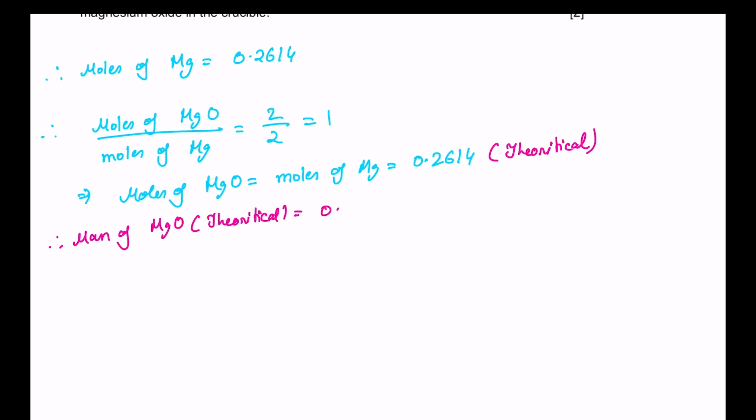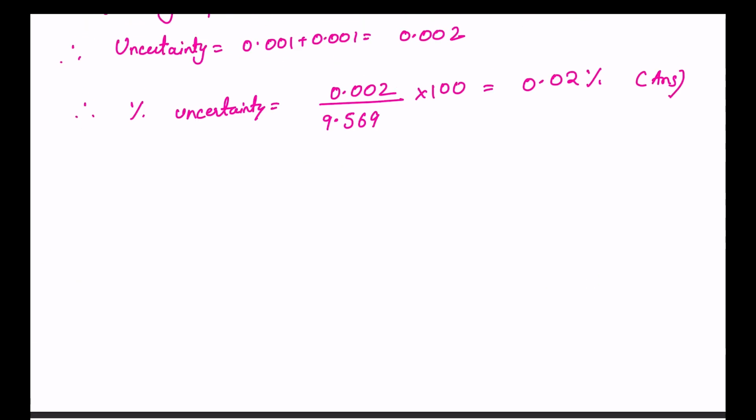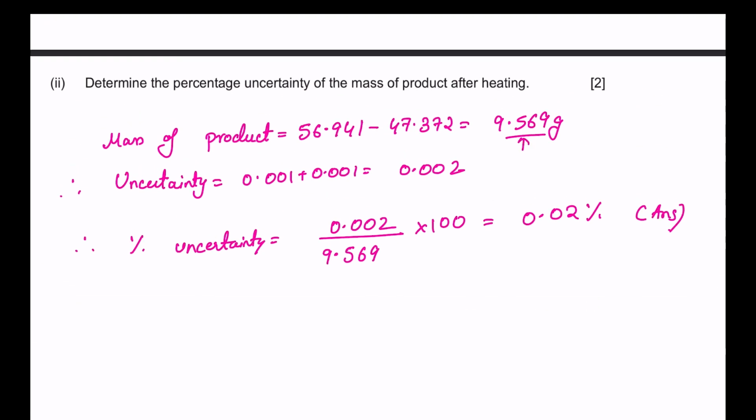That will be 0.2614 times the molar mass of MgO. The molar mass of Mg is 24.31. For oxygen, it's 16. So if we solve this, we'll get 10.54 grams. This was the theoretical mass of MgO. But actually, the mass that was obtained from the reaction is 9.569.